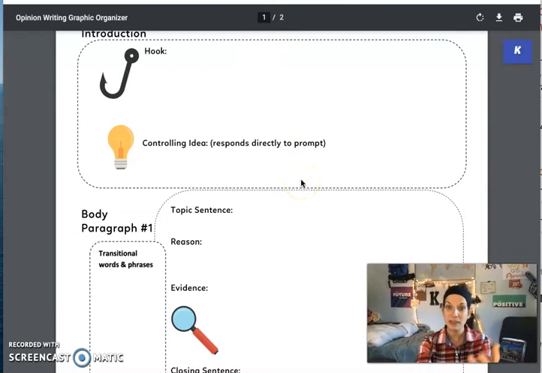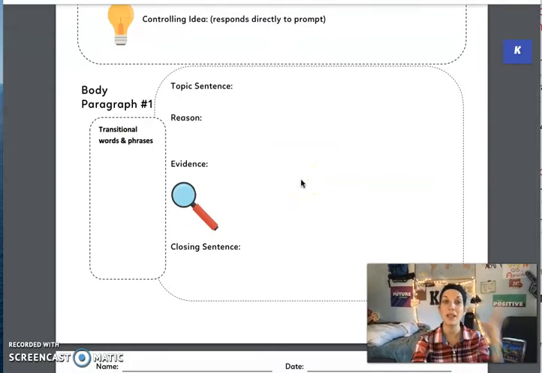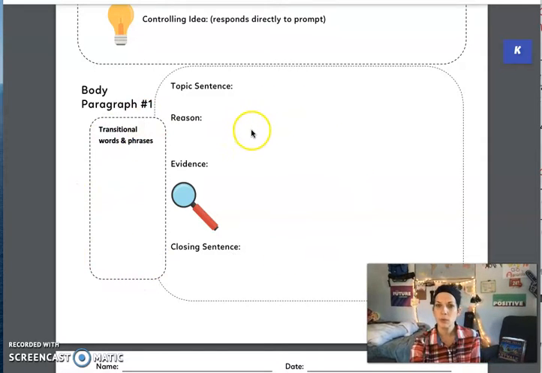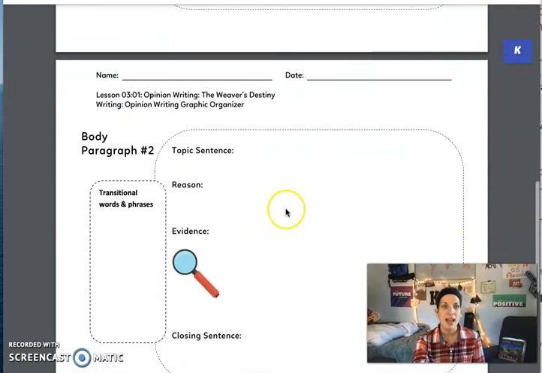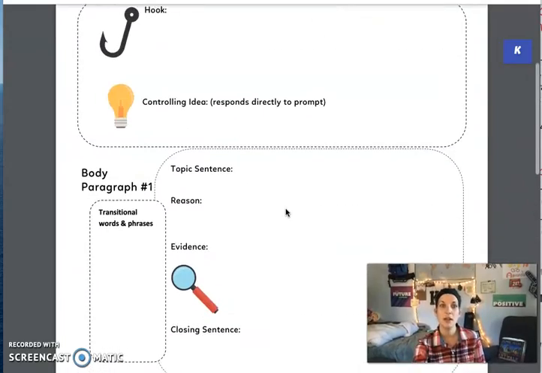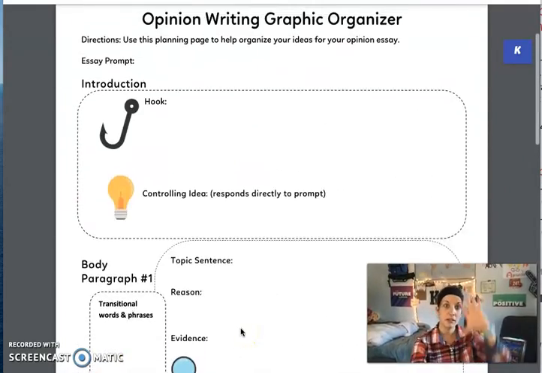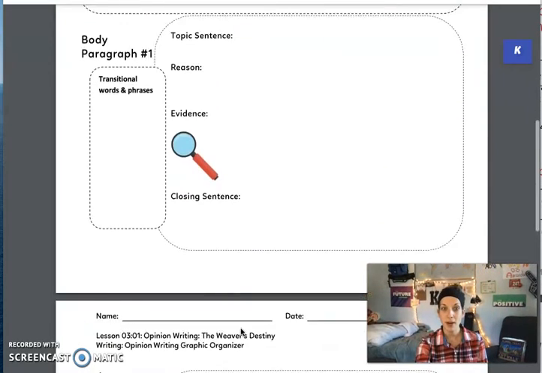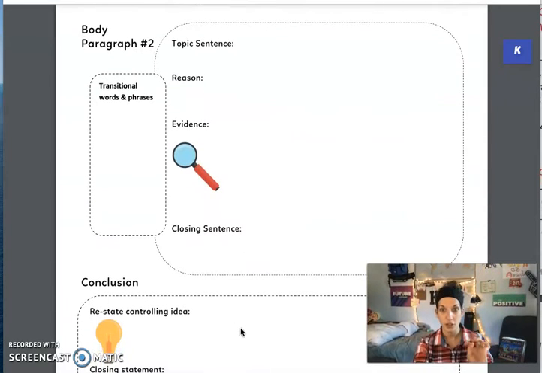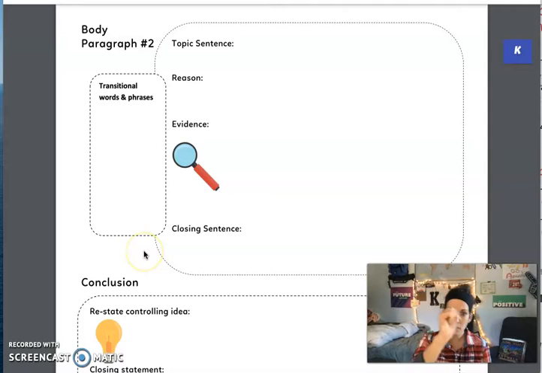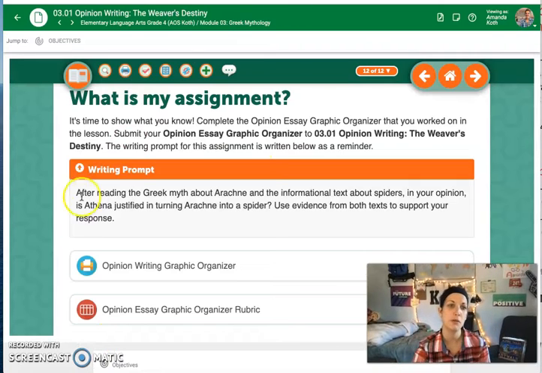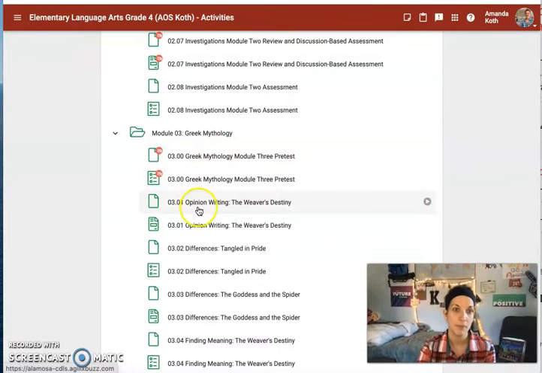Okay, and you're going to start planning here. Doesn't have to be perfect, you're planning. What are some transitional words you could use? What are some reasons? What is some evidence? And you're going to have 2 complete body paragraphs and a conclusion. So an introduction, body paragraph, conclusion. So this isn't where you're writing the whole paragraph. This is where you are planning. So that's what you start in Lesson 1, right?